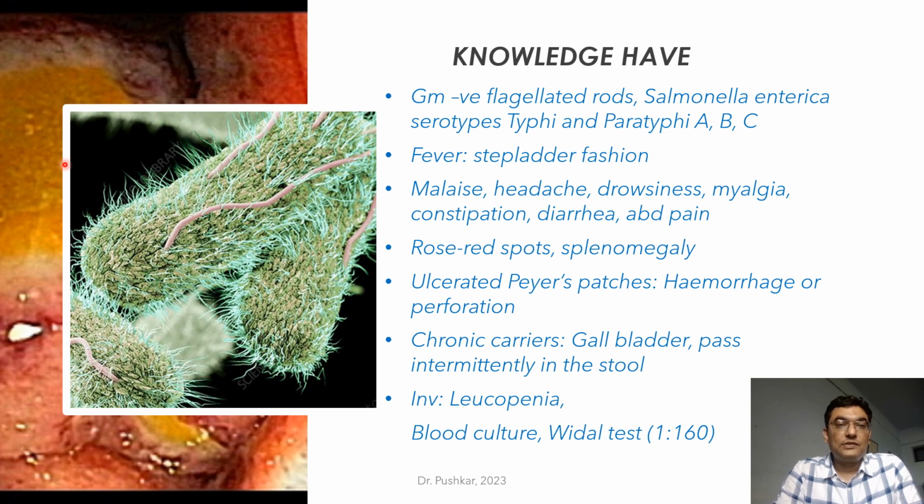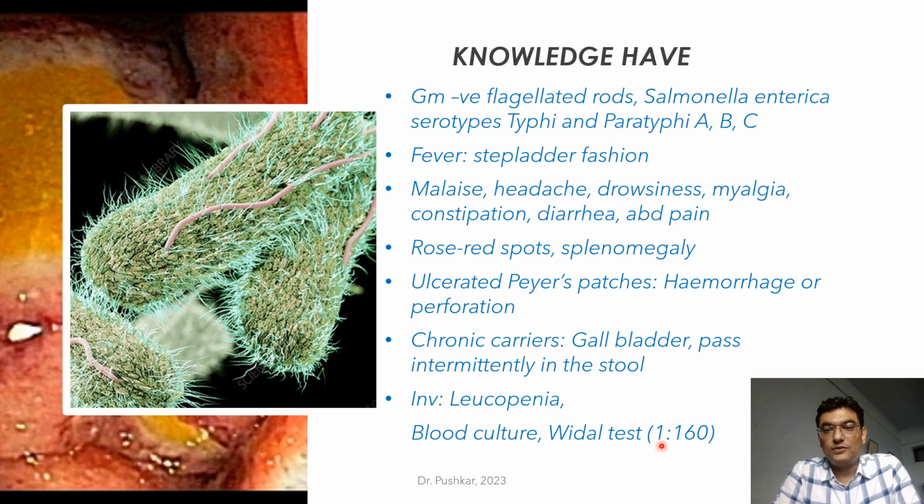And if these ulcerated Peyer's patches, such as here we can see one, are not treated well, then they may cause hemorrhage and may even perforate, and there may be chronic carriers in the gallbladder, and they pass bacteria intermittently in the stool. The investigations include leukopenia, which may be present, as well as blood culture and the Vidal test, and a ratio of 1 in 160 and above is considered positive.